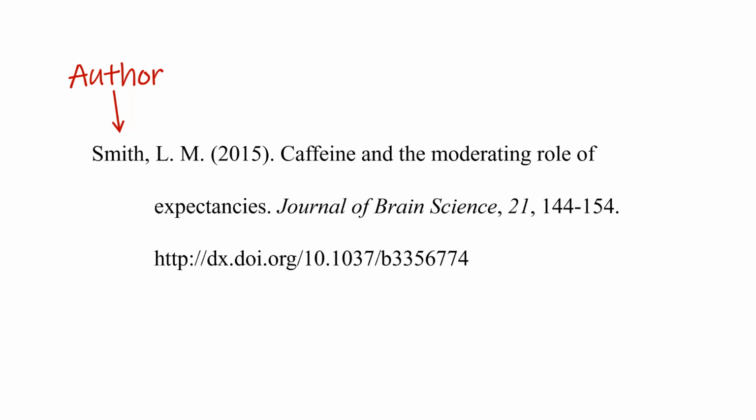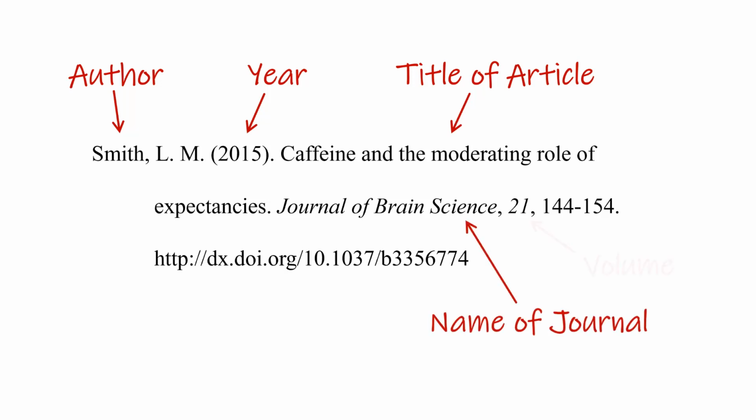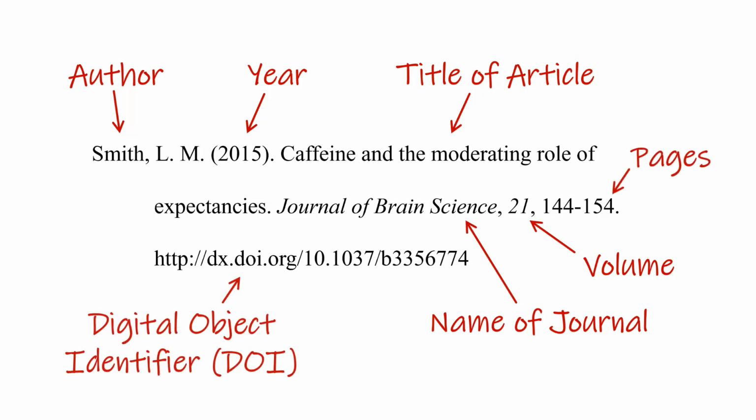The next element is the year of publication, followed by the title of the article, the name of the journal, volume number, the pages that contain the article, and finally, the Digital Object Identifier, or DOI. Notice that the DOI does not end with a period. This last item will require some additional explanation.